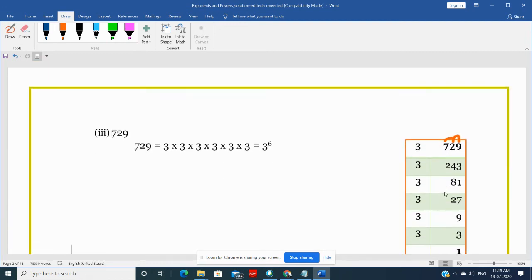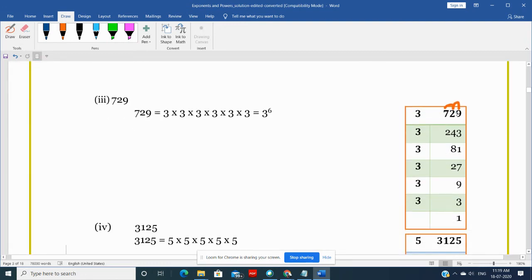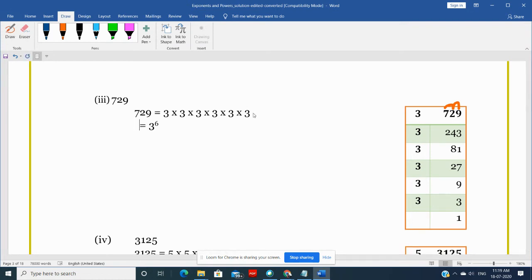Same way here, 729, because the last digit is 9, you can't even think about 2. Now, let's try adding them up so that we can see whether this is divisible by 3 or not. Yes, because 7 plus 2 is 9, 9 plus 9 is 18. 18 is divisible by 3, so naturally the whole number would be divisible by 3. So, we'll start with 3. You know how to divide and everything. So, when you do this, it will give you 3 six times. So, your answer is 3 raised to the power 6.